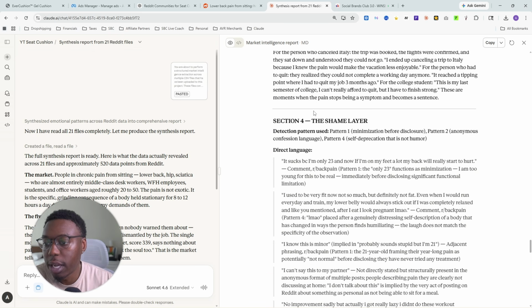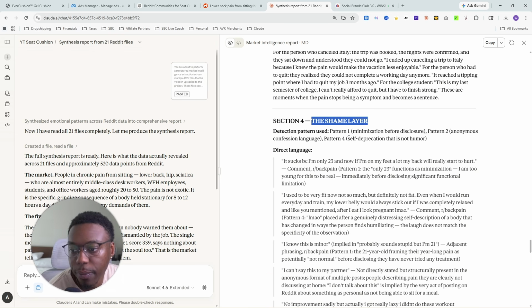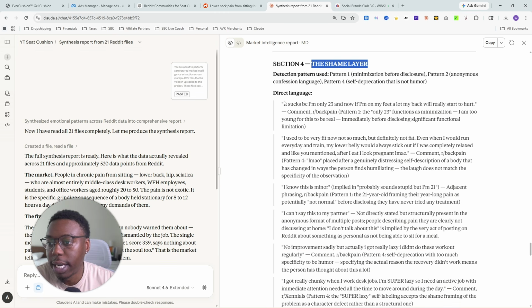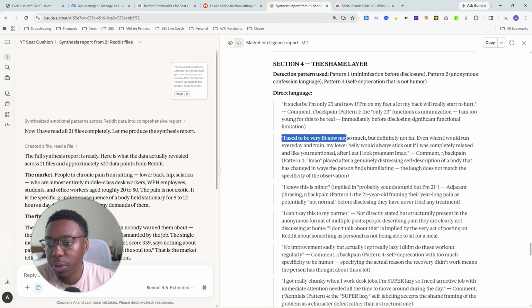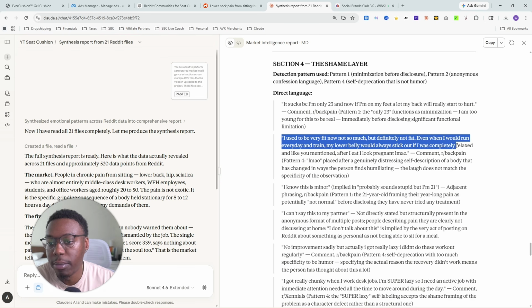Number 4 is the shame layer. So direct language, right? It sucks because I'm only 23, and now if I'm on my feet a lot, my back hurts. I used to be very fit, now not so much, but definitely not fat. Even when I run every day and train, my lower belly would always stick out if I completely relax. And like you mentioned, after I eat, I look prego, LMAO, right?